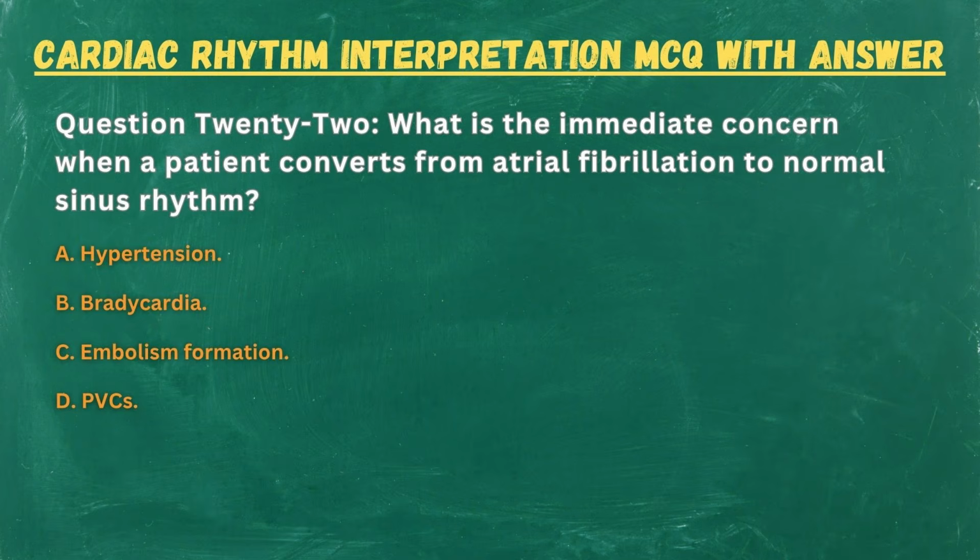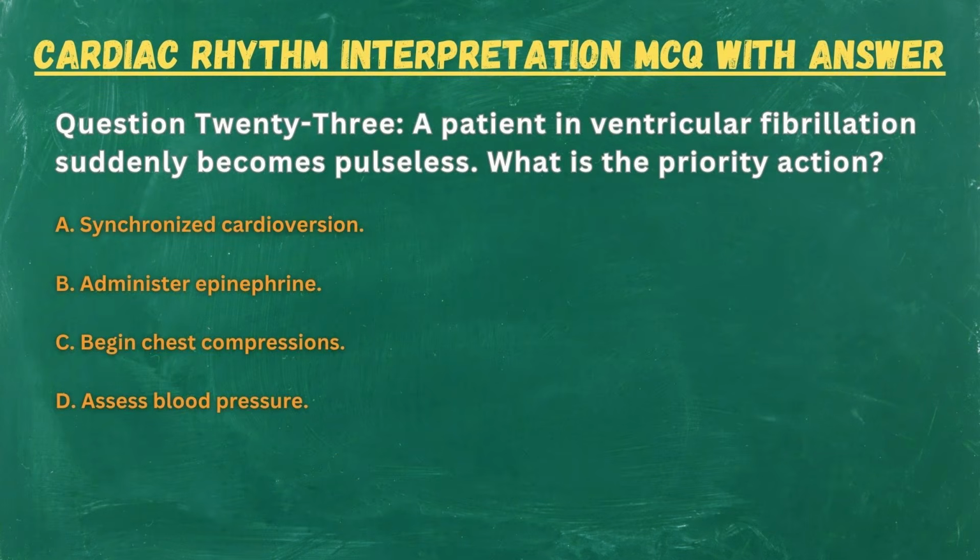Question 22. What is the immediate concern when a patient converts from atrial fibrillation to normal sinus rhythm? A. Hypertension. B. Bradycardia. C. Embolism formation. D. PVCs. Answer: C. Embolism formation.